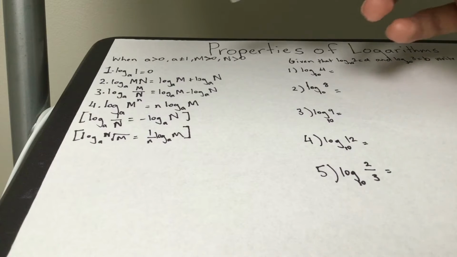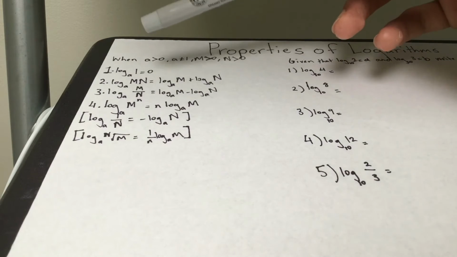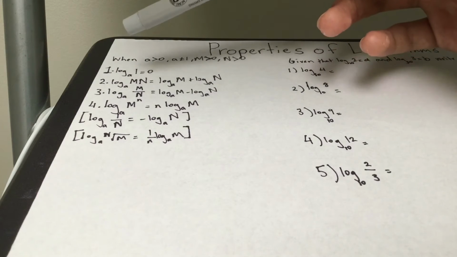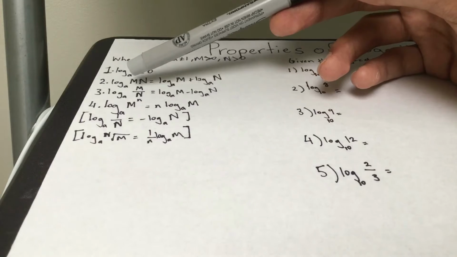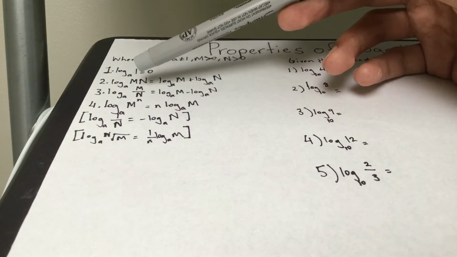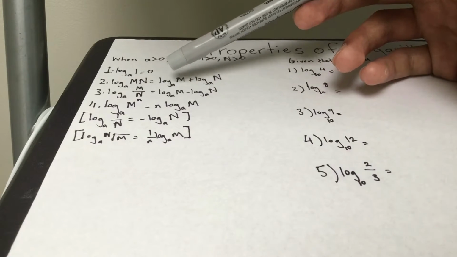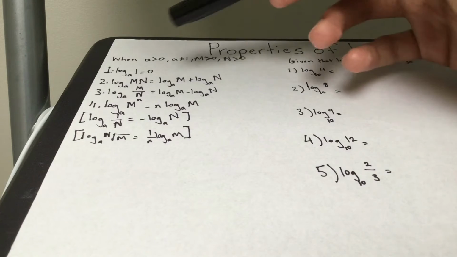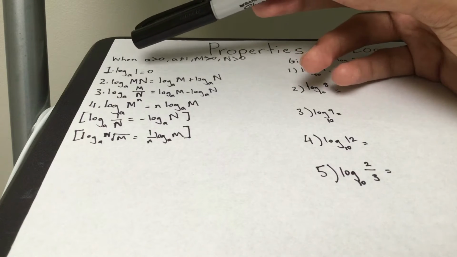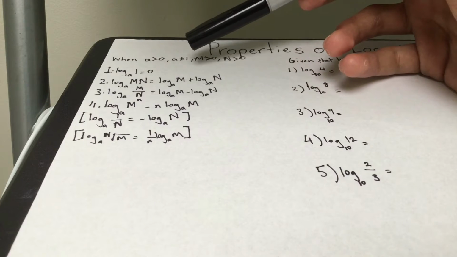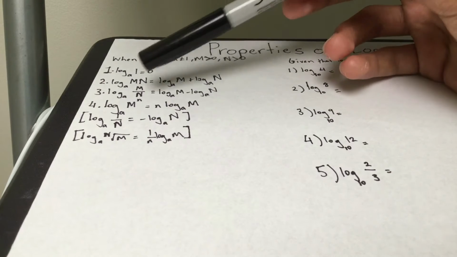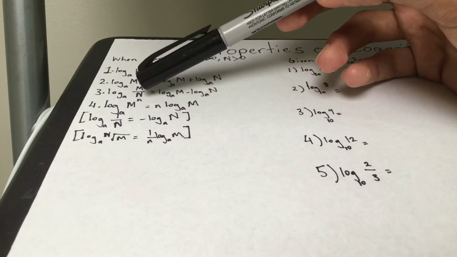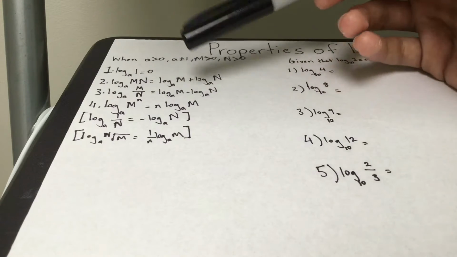Our first rule states that log a 1 is equal to 0. Our second rule states that log a of capital M times capital N is equal to log a M plus log a N. So when a variable is being multiplied, you split them up into 2 groups and you add. The third rule states log a of M divided by N. So when we're dividing, we subtract.